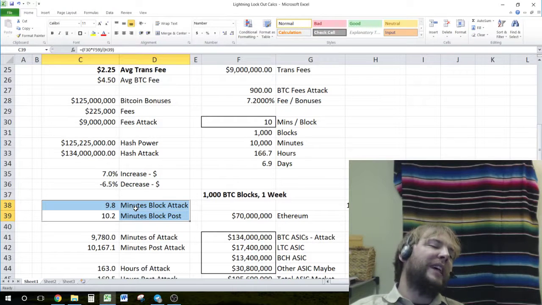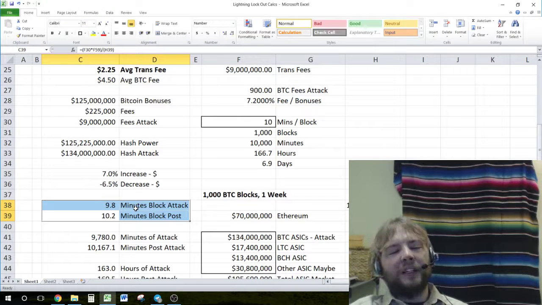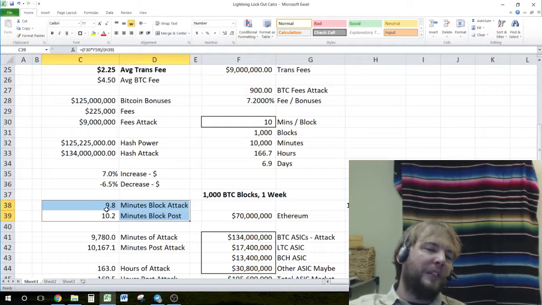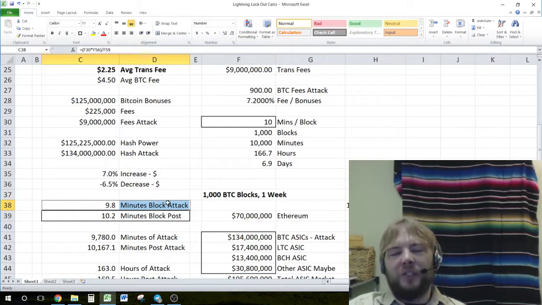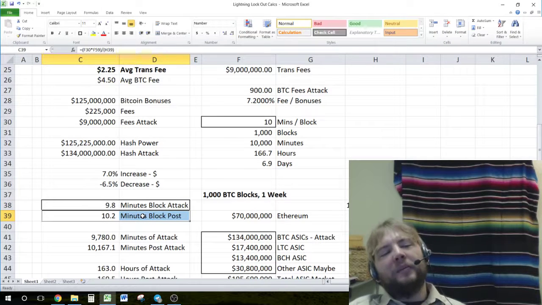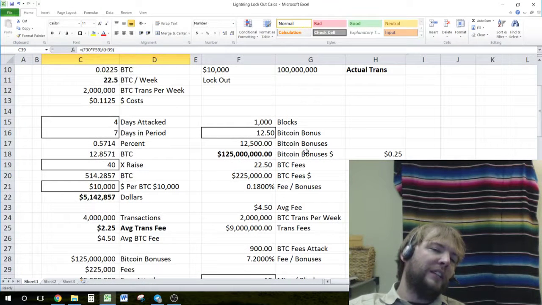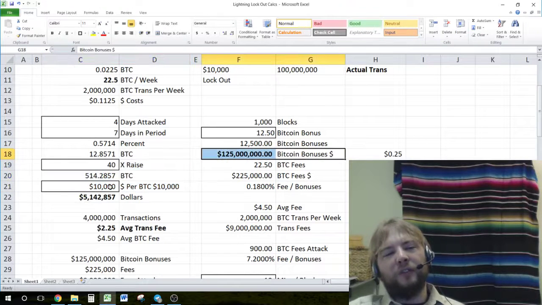And then after the attack is over, once the hash reward is gone, my block times lengthen, which is the real concern for most people. Having a block that occurs in 2 minutes on average really isn't an issue, but having a block that goes from 2 minutes to 40 minutes to 2 minutes to 40 minutes, that is a huge issue. So now after the attack is over, my blocks only increase to 10.2 minutes. So not a substantial change in block time. So that's why you want your bonus reward to be very substantial compared to your transaction fee reward.